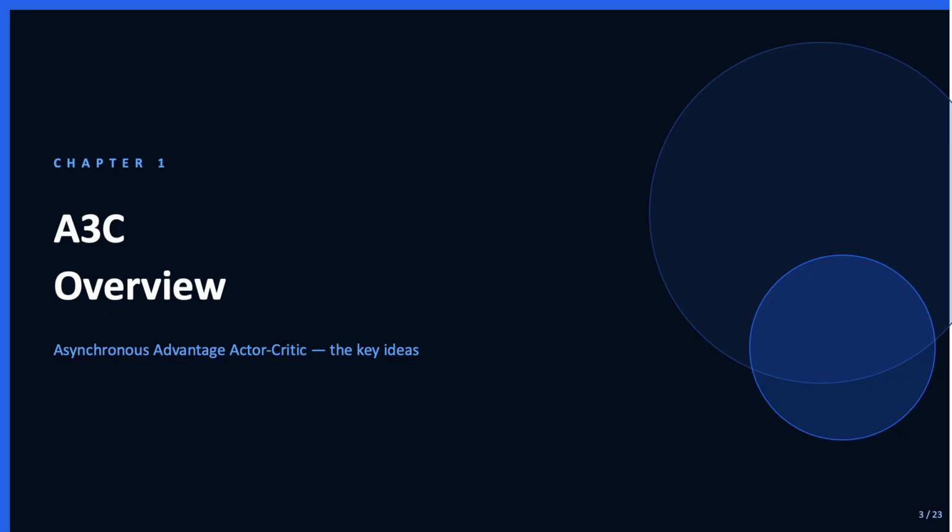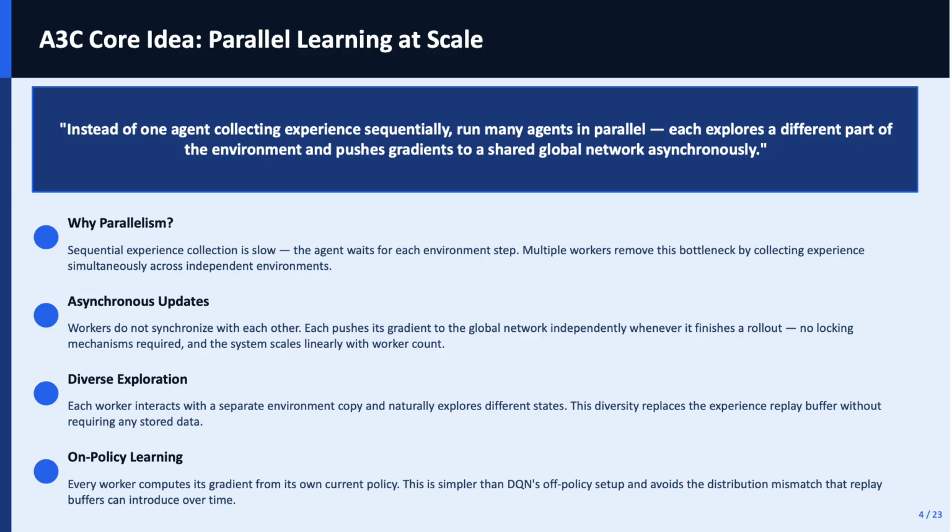This section establishes the conceptual foundation of A3C before we get into the mathematics. The core shift from previous methods is architectural. Instead of asking one agent to sequentially experience the world and update itself, A3C delegates experience collection to many parallel workers while centralizing the parameter updates in a shared global network.